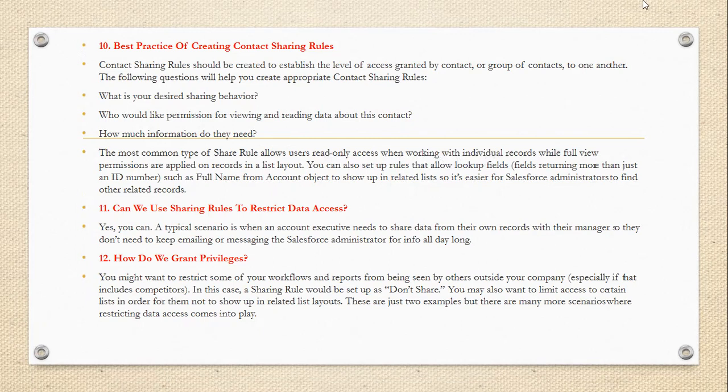Individual records with full view permissions are applied to one of the records in the list layout. You can also set rules that allow you to look up the fields, returning more than just the adding members, such as the full name from the account object to show up in the related list. So it is a desired sales, administration, and the related records.